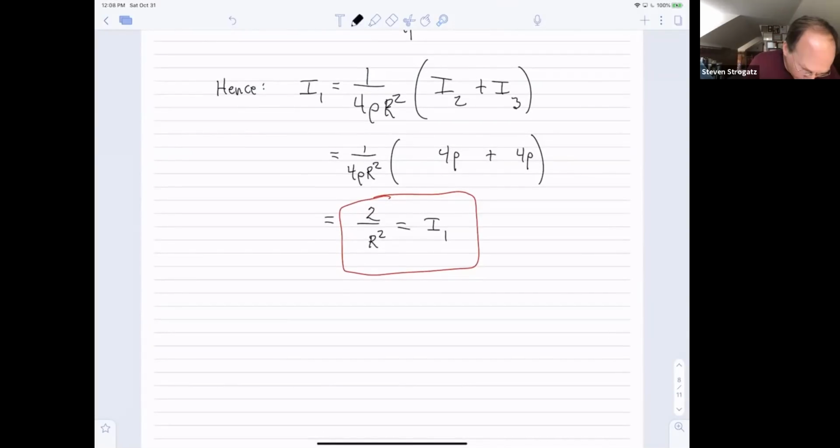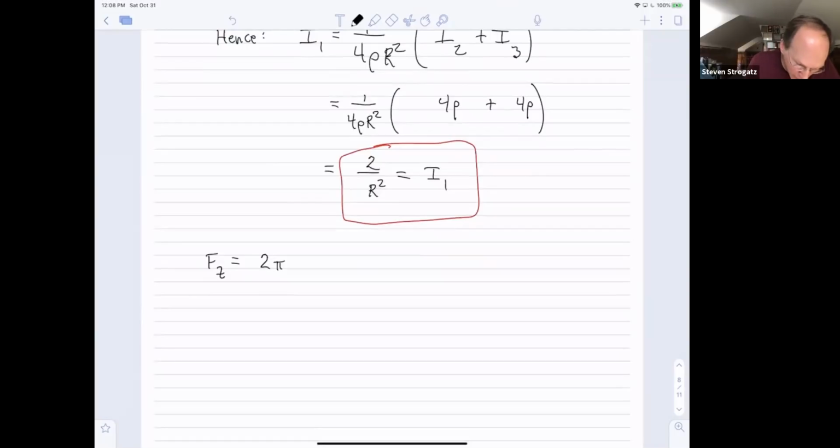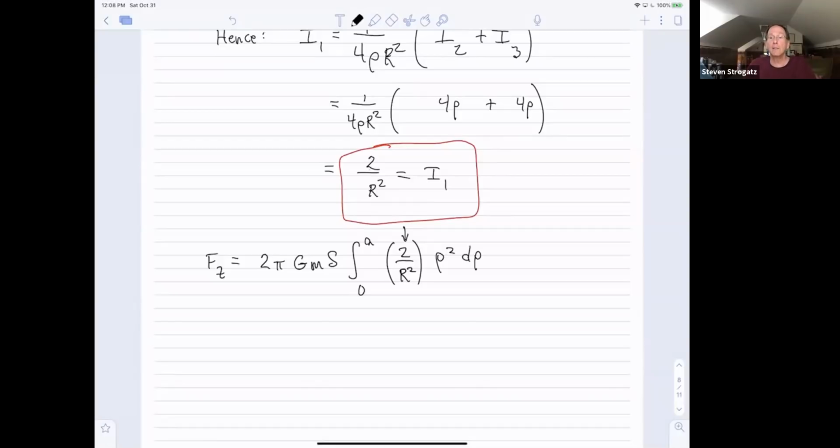Fz, the final thing, the force exerted by the sun on a planet, is, putting in all the constants back again, you'll just trust me, these are the ones I had, 2 pi G M delta. Now we have to integrate over the solid sun, 0 to a. I just calculated I1 to be 2 over r squared. Right, this is going in here. And then I have to do my rho squared d rho, which is still coming along for the ride. Right, that's the point. This thing in the parentheses doesn't depend on rho, so my rho integral is very easy.